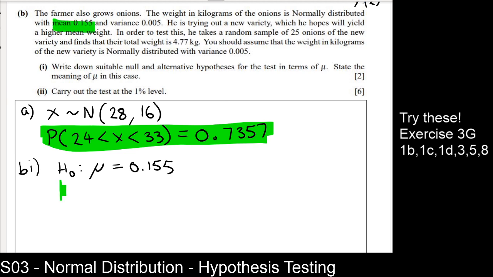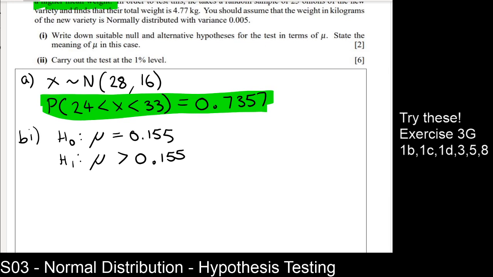And then we've got our alternative hypothesis. Now, the alternative hypothesis is that he hopes it will yield a higher mean weight. So because you're looking at a higher mean weight, we want mu being greater than 0.155. So, one-tailed test in this case. Mu is the mean weight of the onions.